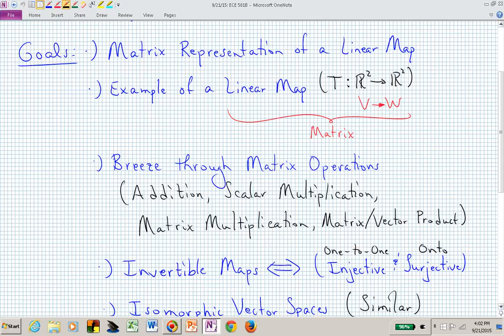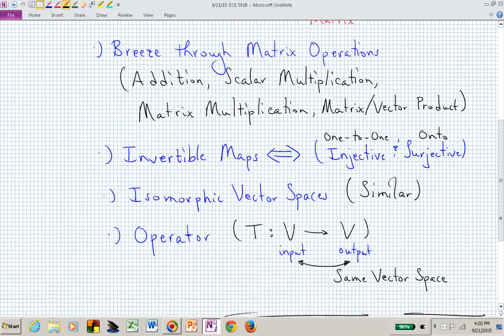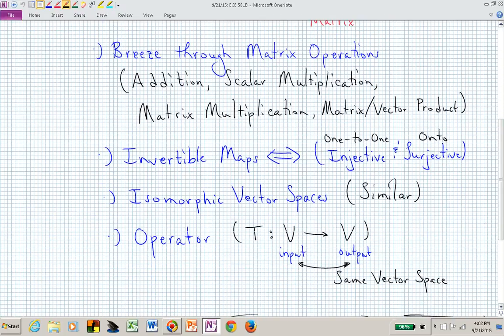And if we get far enough, we will breeze through the matrix operations. I'm assuming you know how to add matrices, and how to scale a matrix, or multiply a matrix by a scalar. Matrix multiplication, I think you sort of know the row-column way of doing it. We will talk about another way of interpreting a multiplication of matrices, and also talk just briefly about the matrix-vector product. This is sort of giving us a plan through or up to exam number 1.